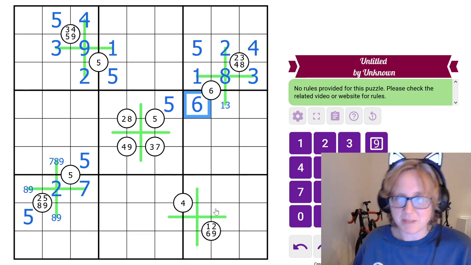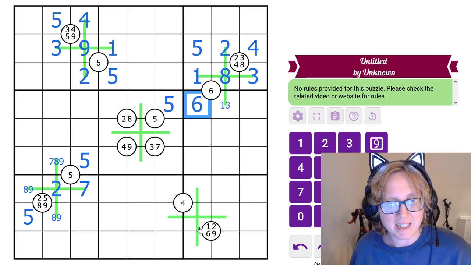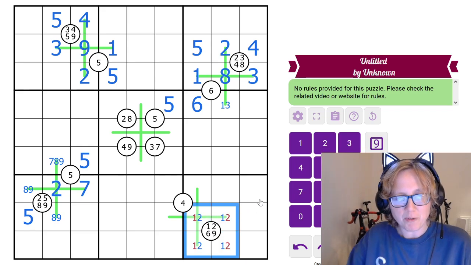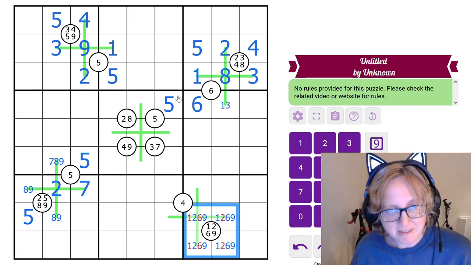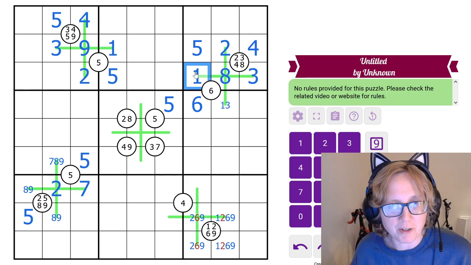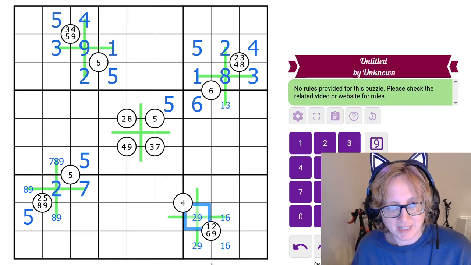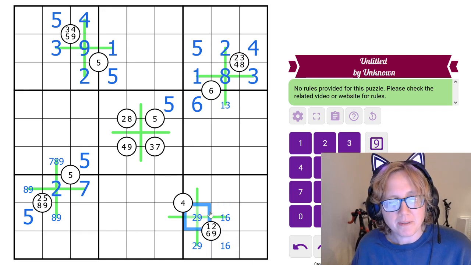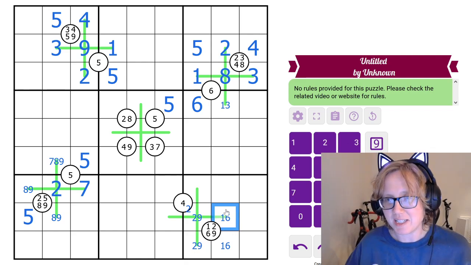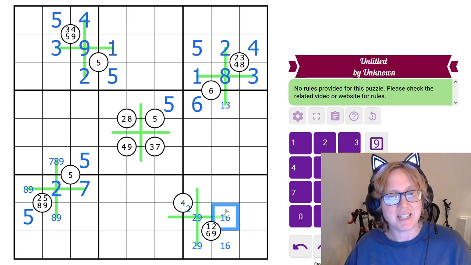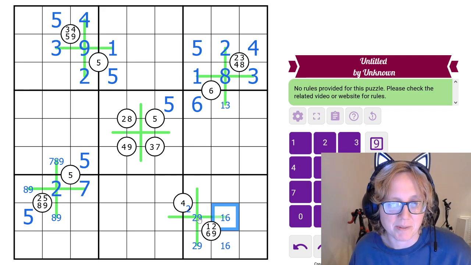Alright, let's see if we can do something similar with this bottom right region quad. 1, 2, 6, and 9. So these cells can't be 1 or 6 because of the 1 and 6 I've placed already, and so these ones cannot be 2 or 9. So if this was a 2, it would have to be surrounded by 2 high digits, which would make this a 6. Unfortunately, 2 and 6 are not different enough to be next to each other on a German whisper, so this can't be a 2.